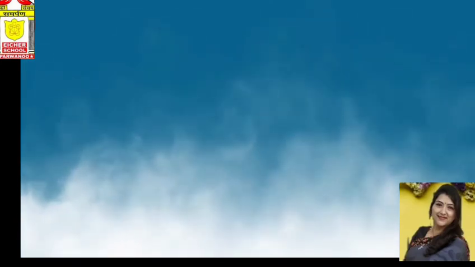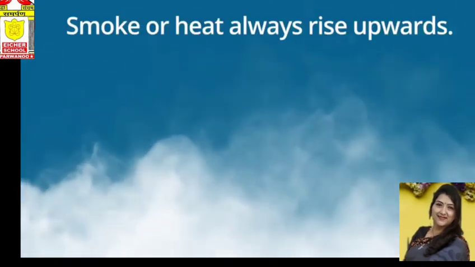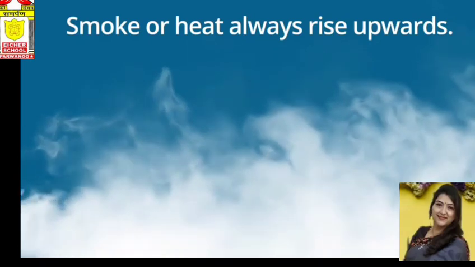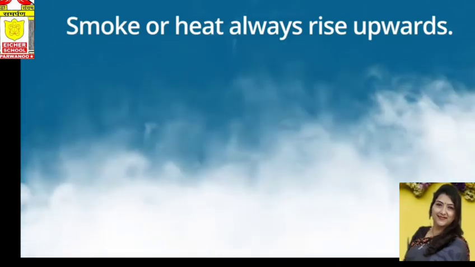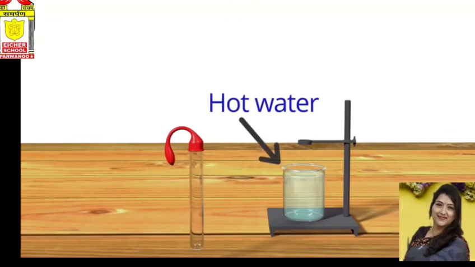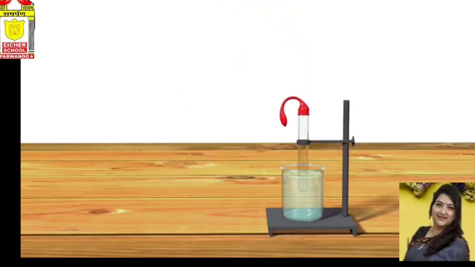Children, you must have seen that smoke or heat always rises upwards. Let us see an activity to find out its reason. Take a boiling tube. Stretch a balloon tightly over the neck of the tube. Pour some hot water in a beaker. Insert the boiling tube with the balloon in hot water. Observe it for 2 to 3 minutes for any change in the shape of the balloon. You can see that the balloon gets inflated.